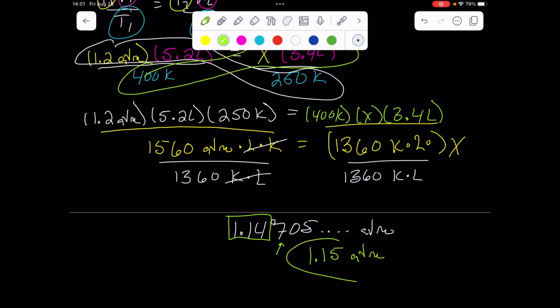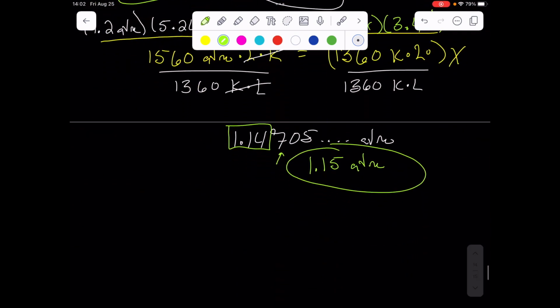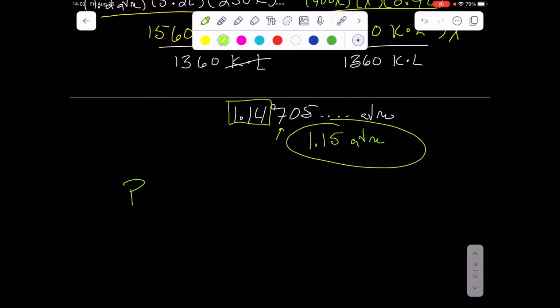Okay, so hopefully this isn't too bad. You just need to read the problem, identify what is your pressure, volume, temperature, whatever, plug it in to the simple gas law, P1, V1, T1, P2, V2, T2, and solve for X.